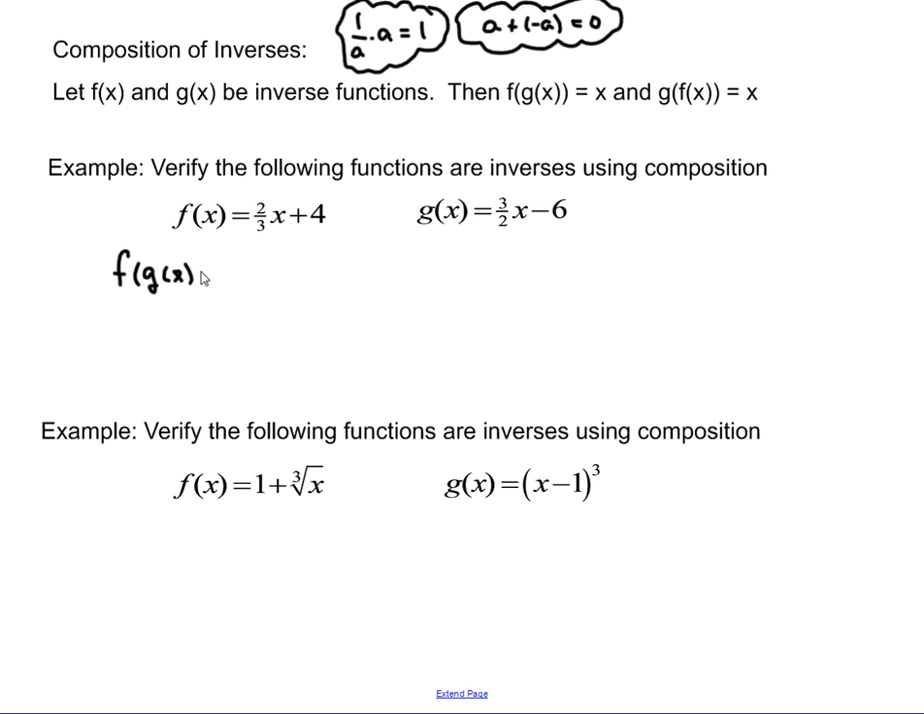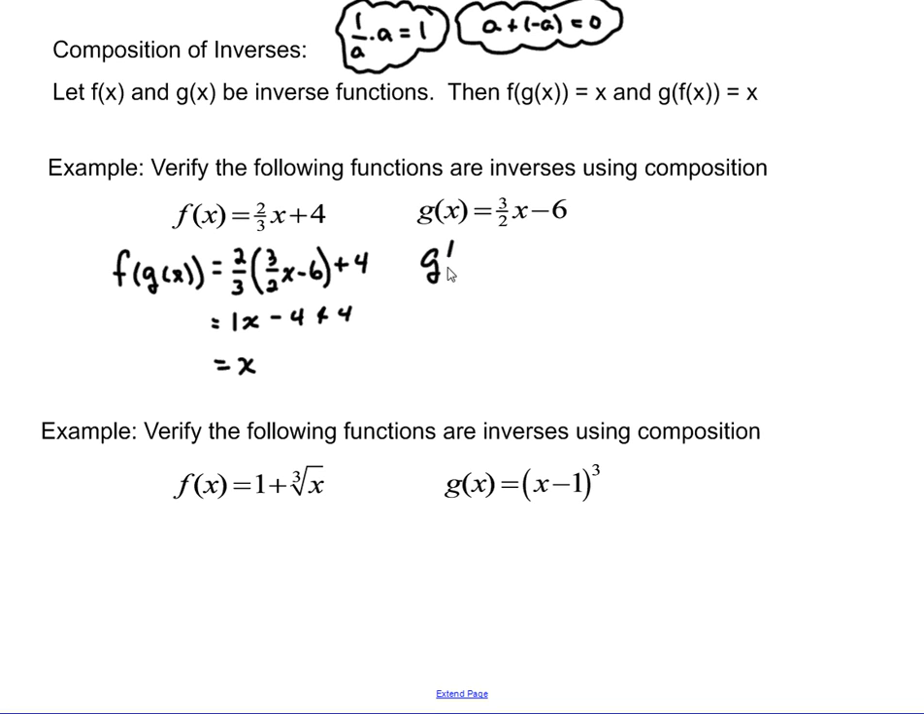When we take the composition f of g of x, it means that everywhere we see x inside the function f of x, we replace it with the expression that we find for function g of x. So we're going to take 2/3 of the function 3/2 x minus 6, and then add 4 to that, and see what happens. Well, distributing 2/3 times 3/2 gives us 1x, minus 2/3 times 6, which is 4, plus 4, we end up with x. Now, we should test it the other way around as well, just to be certain.